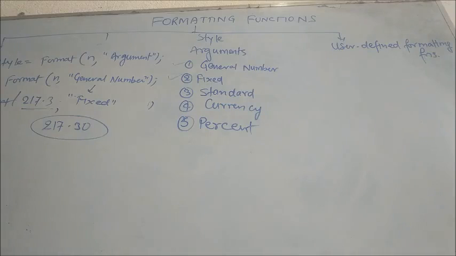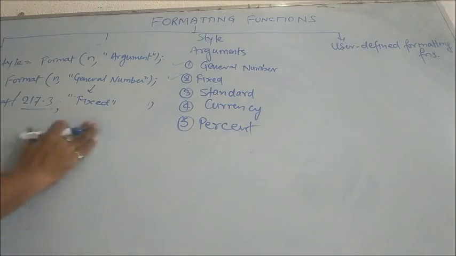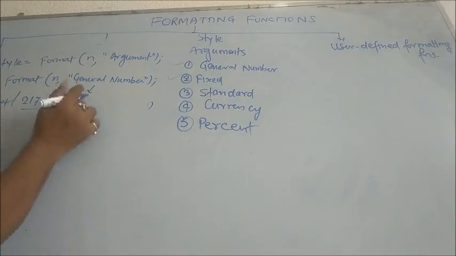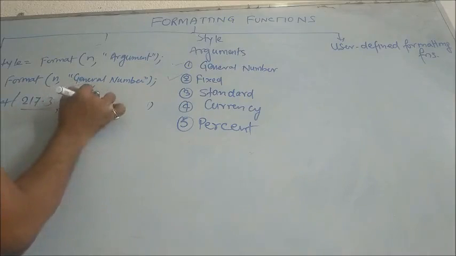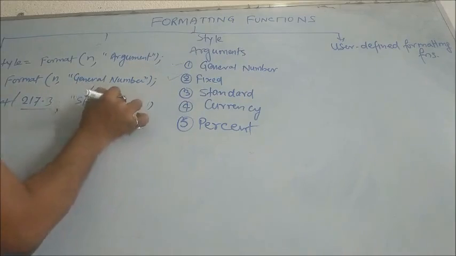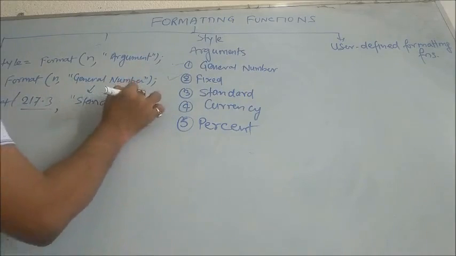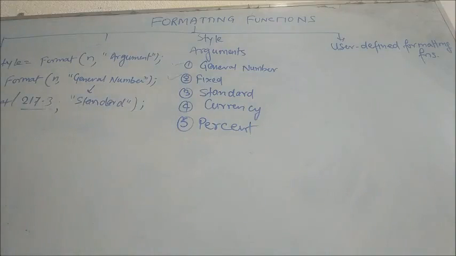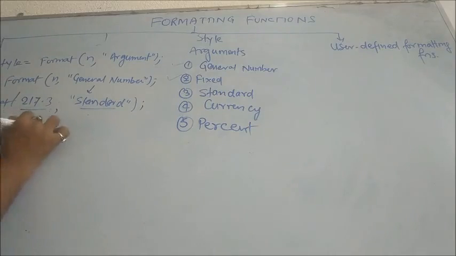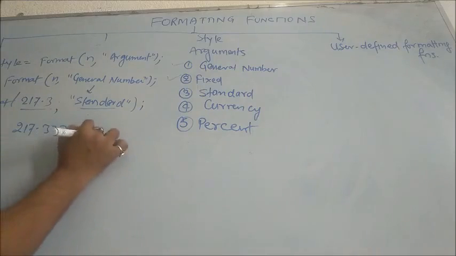Third is known as standard. Now see how standard will be taken. For standard, it will be written in double quotes, "standard". Standard generally rounds off the number. For example, suppose I have 217.333. Its output will be 217.33.